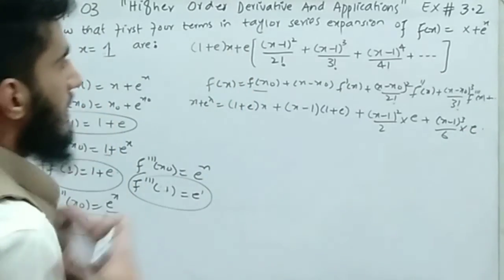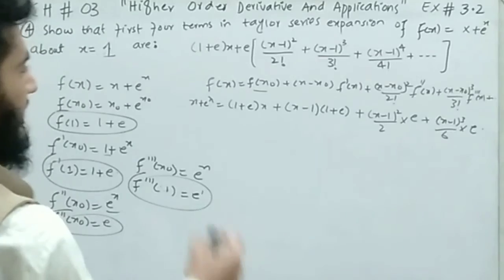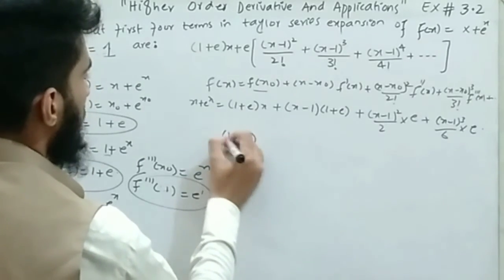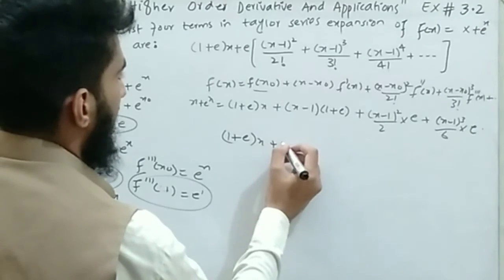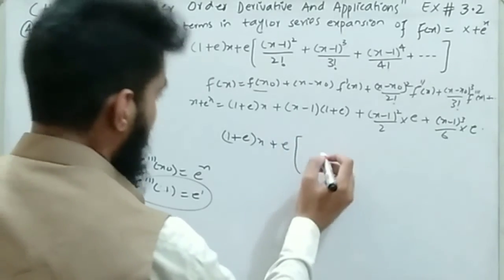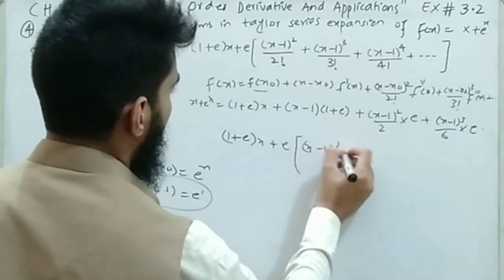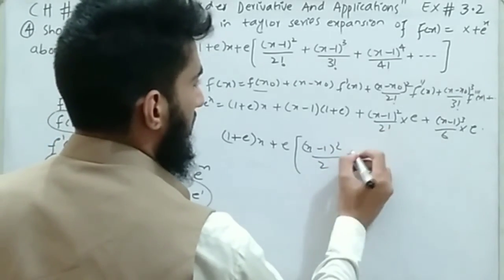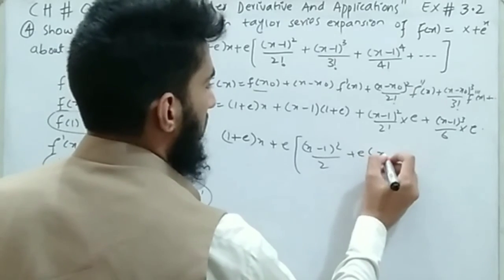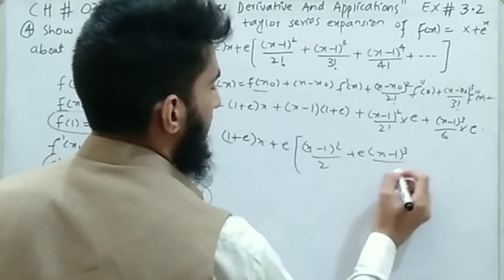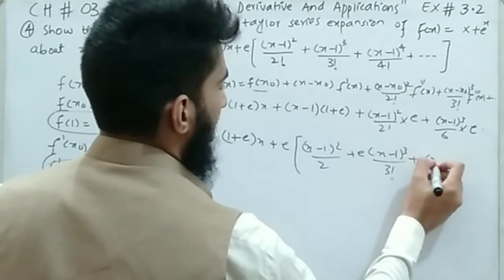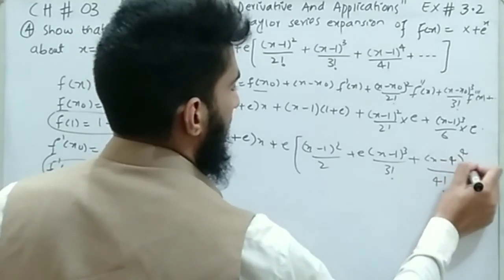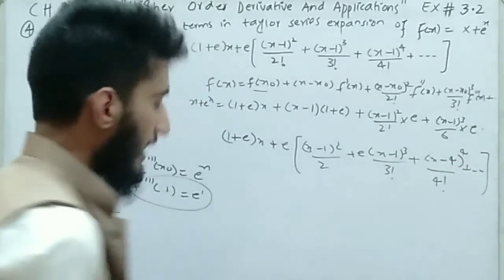After this, it is very easy: just take e common. So it becomes 1 plus e into x minus 1, plus e times x minus 1 whole square by 2 factorial, plus e times x minus 1 whole cube by 3 factorial, and so on, with x minus 1 whole power 4 by 4 factorial, and it goes on. This is actually the required Taylor series expansion.